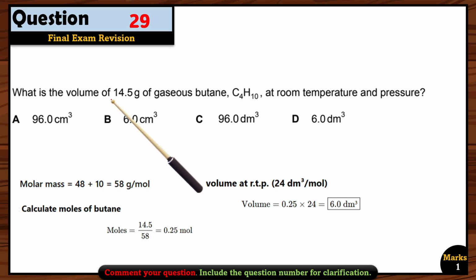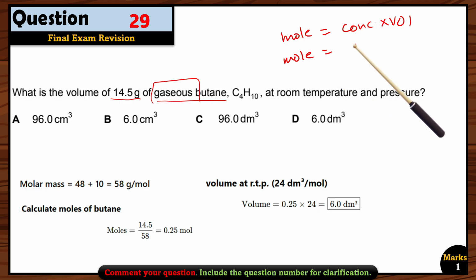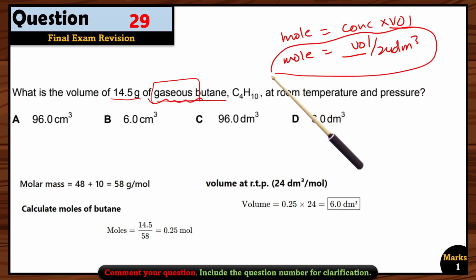What is the volume of 14.5 gram of gaseous butane? So see, they're asking about the gaseous one, because we have 2 formulas that contain volume. The second formula of the mole is concentration into volume, right? And the third formula is mole is equal to volume over 24 dm cube. So both have the word volume in them, right? But you have to decide which one we have to use now. Because they are talking about gaseous butane, it means we have to use this formula, because this formula is related to gas.